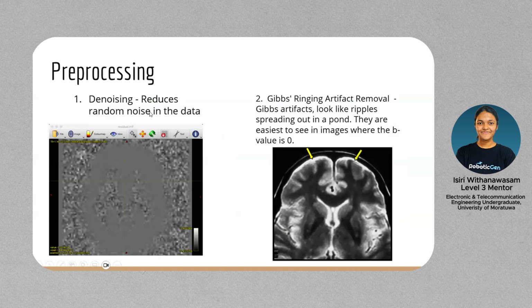First we have to reduce the random noise in the data, and then we use a Gibbs ringing artifact remover. Gibbs artifacts look like ripples. We cannot see these Gibbs ringing artifacts in every image. That's why looking at the image is very important before performing the pre-processing step. If we can see them, we can use the correct function to remove them.